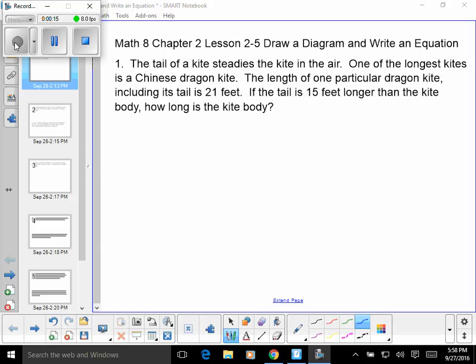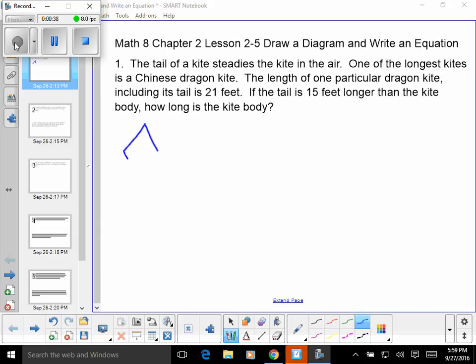If we look at problem number 1, it talks about a kite. The tail steadies the kite. One of the longest kites is a Chinese dragon kite. The length of the particular dragon kite, including its tail, is 21 feet. If the tail is 15 feet longer than the kite body, how long is the kite body?